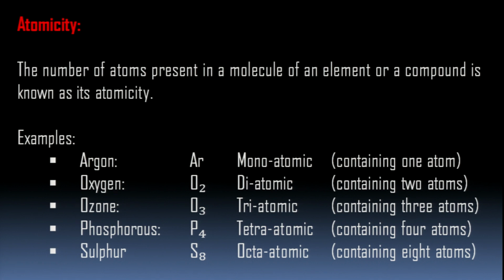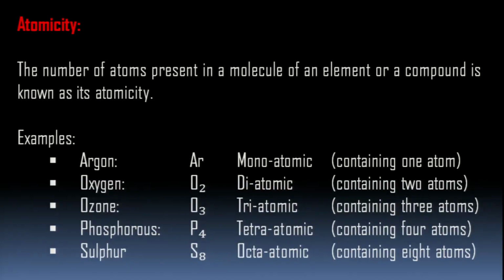Okay, children. Suppose example is argon. Argon is a noble gas. It exists independently. Doesn't want any brother, sister, or neighbors to hold his hand. So, argon is monoatomic. It contains only one atom. Oxygen, O2, is diatomic because it contains 2 atoms. To be in stable form, it contains 2 atoms.